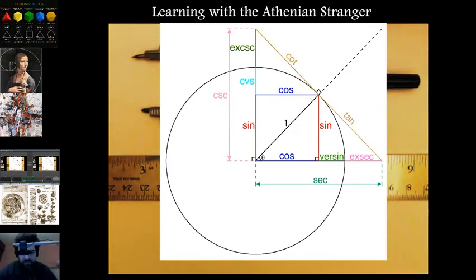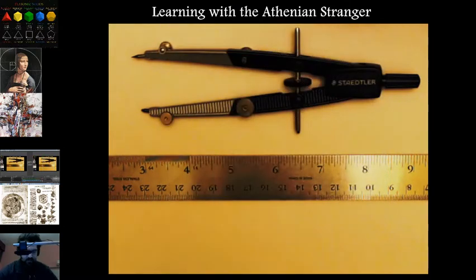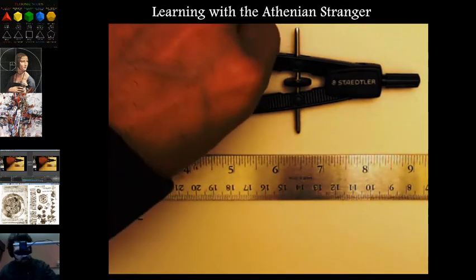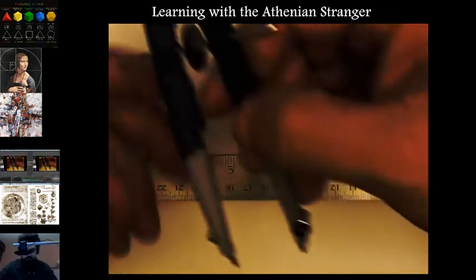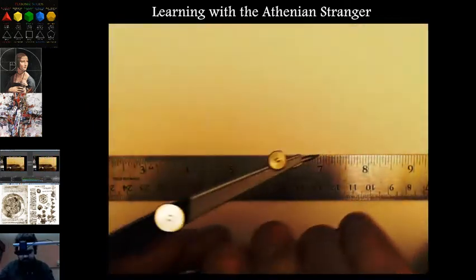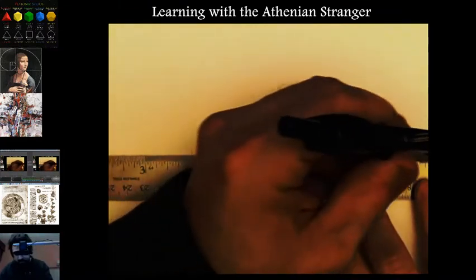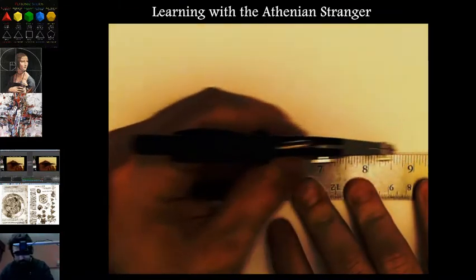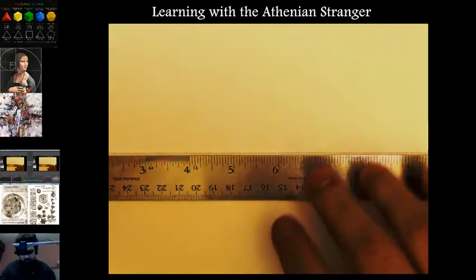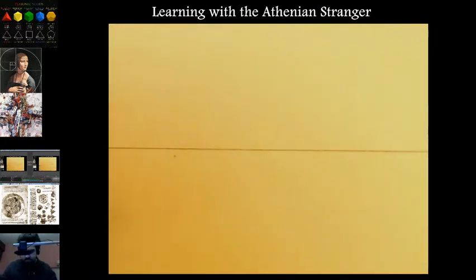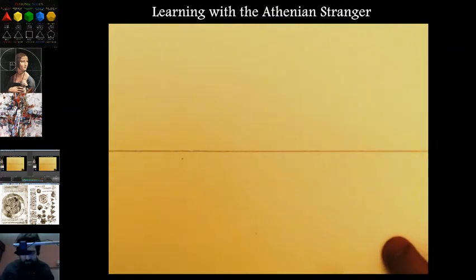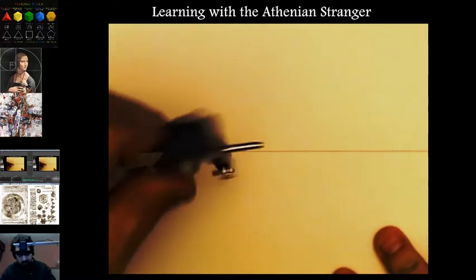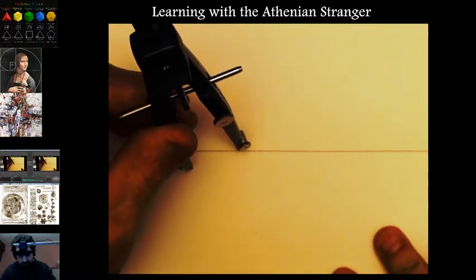Let me transition back to my drawing surface. And we'll just use our compass to draw a quick construction line. All right. Let me center this relatively straight, and then we'll just start by drawing a circle.